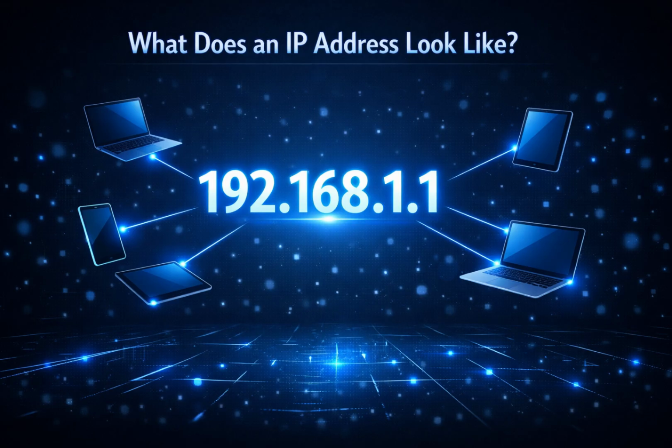Now let's look at what an IP address actually looks like. A standard IP address looks something like this: 192.168.1.1. It is simply 4 numbers separated by dots. Each number can be anywhere between 0 and 255. That is it. No letters, no symbols, just 4 groups of numbers separated by dots. Every single device connected to the internet has one of these addresses: your phone, your laptop, your smart TV, your router, and even the servers that host your favorite websites.